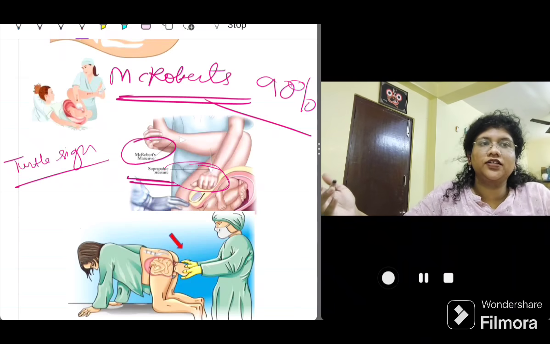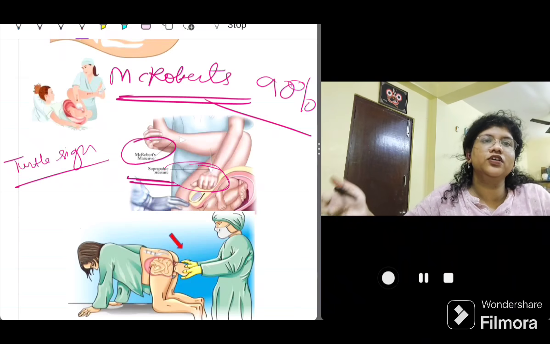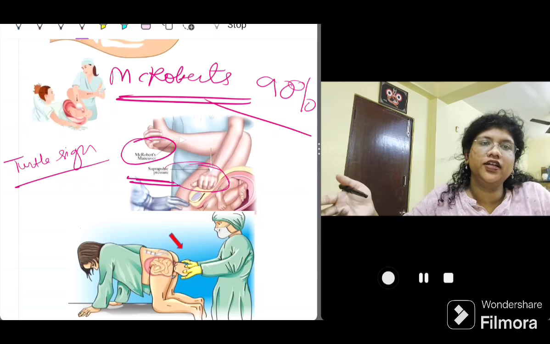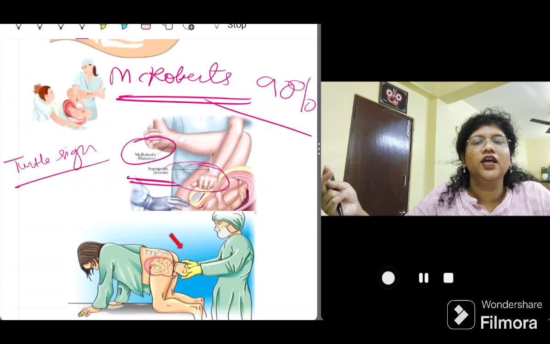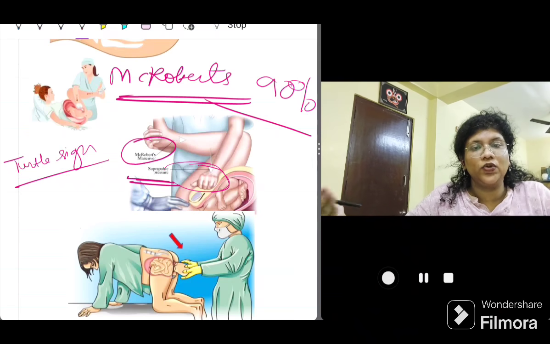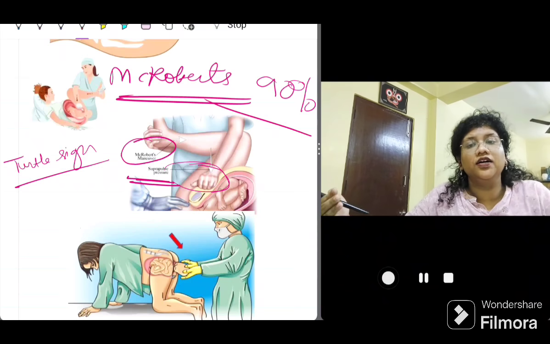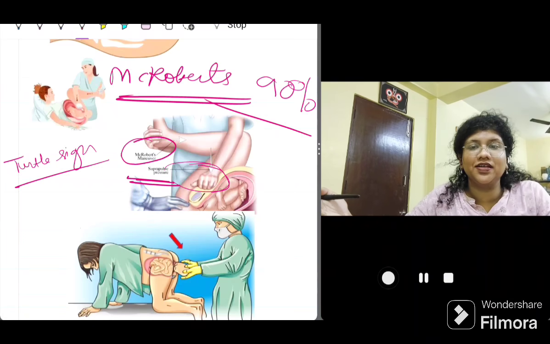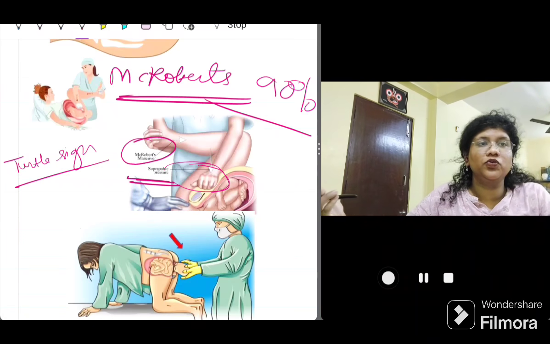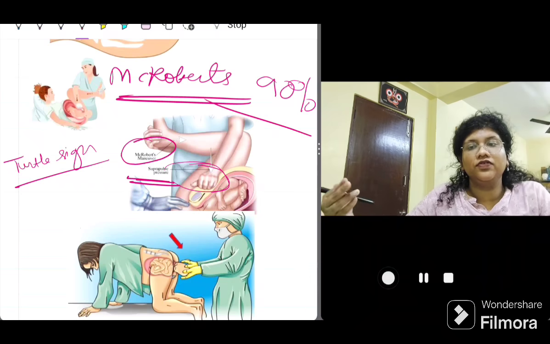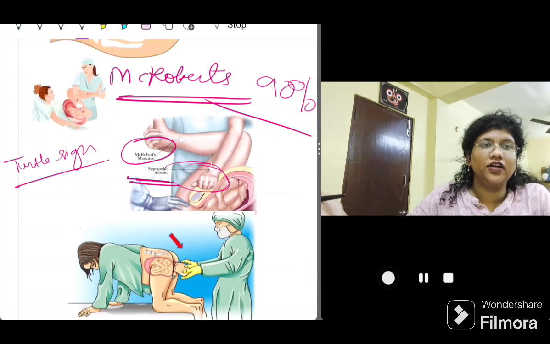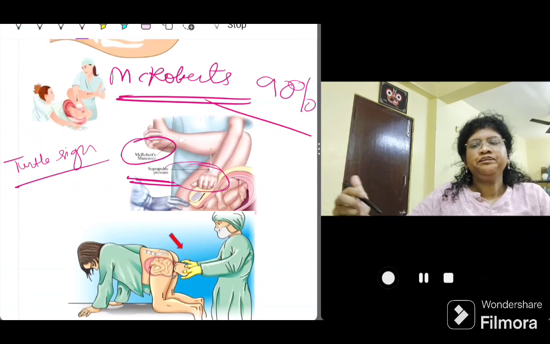Then you have to extract the posterior arm. The person conducting the delivery has to insert the finger and gently take out the posterior arm of the baby in a sweeping fashion. For that you need to see which side is the fetal abdomen. If the fetal abdomen faces the maternal right, then you have to use the left hand, whereas if it's the other way around, you have to use your right hand.